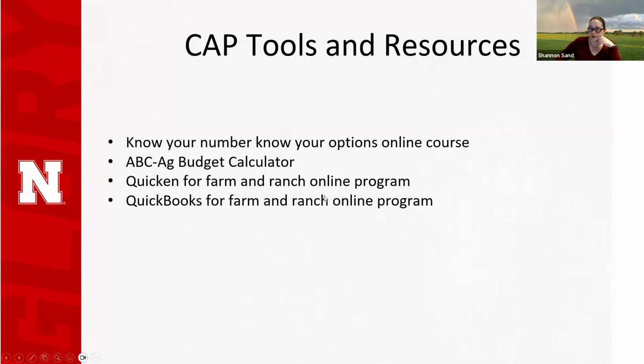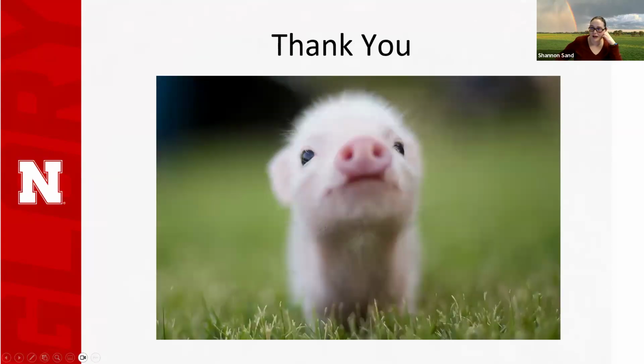Quicken for Farm and Ranch online program as well as QuickBooks are offered through, I believe, CAP on Canvas. But we'll have that linked in the show notes or the description somewhere. So yeah, there are a bunch of different tools and resources available. So check that out. And with that, I am pretty much done.